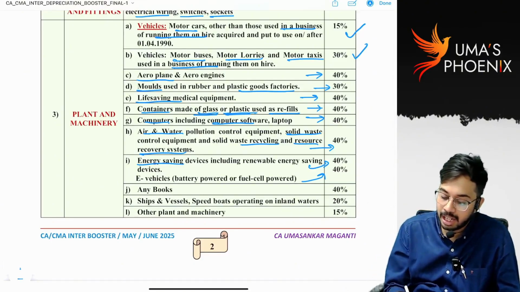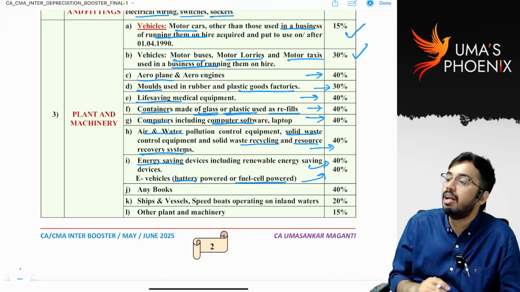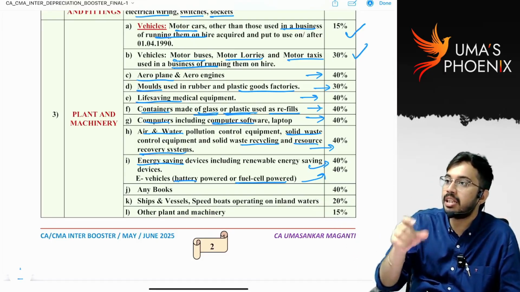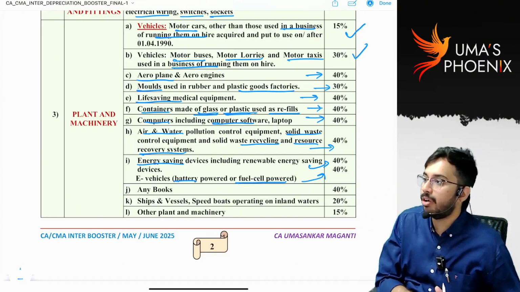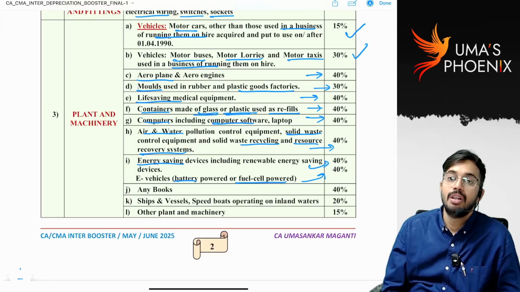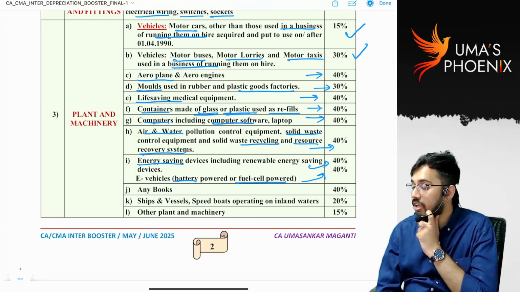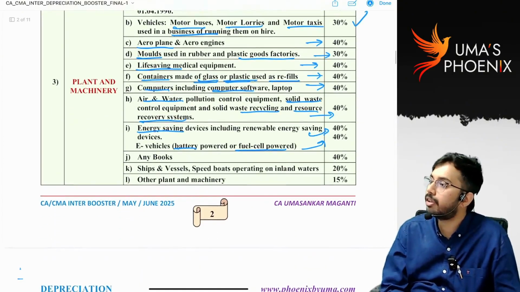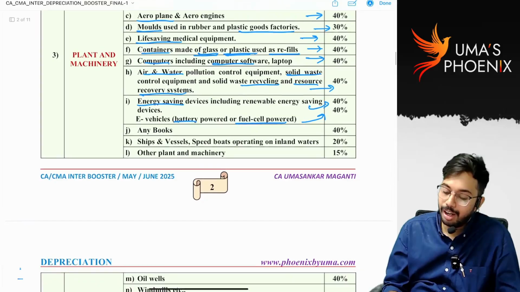So electric vehicles, battery powered or fuel cell powered. Fuel cell powered means hybrid. That means up to a certain distance it will go using fuel, then it switches to battery. Very important. On electric vehicles the rate of depreciation is 40%. Did you know this before? Don't you know this? Okay.